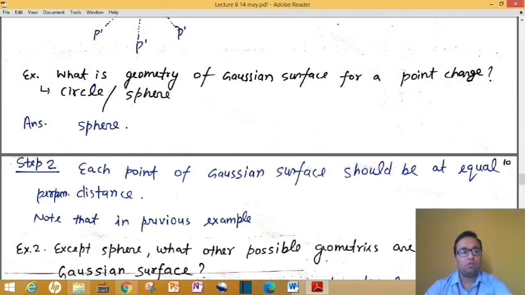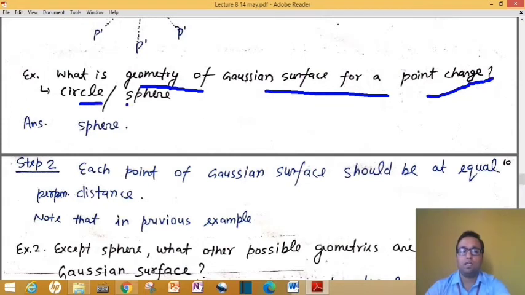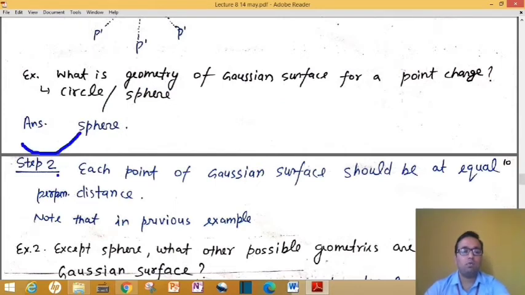Next question is the same. What is the geometry of the Gaussian surface for a point charge? Like the previous one, that is a circle or a sphere. So our answer is a sphere. Now, one more step we require to make a Gaussian surface.